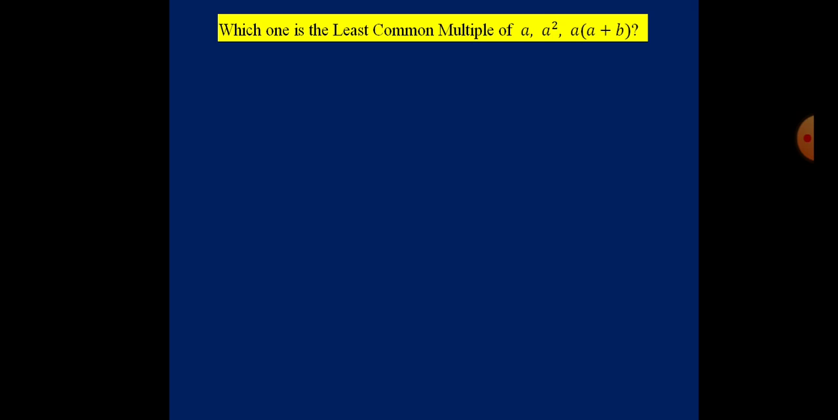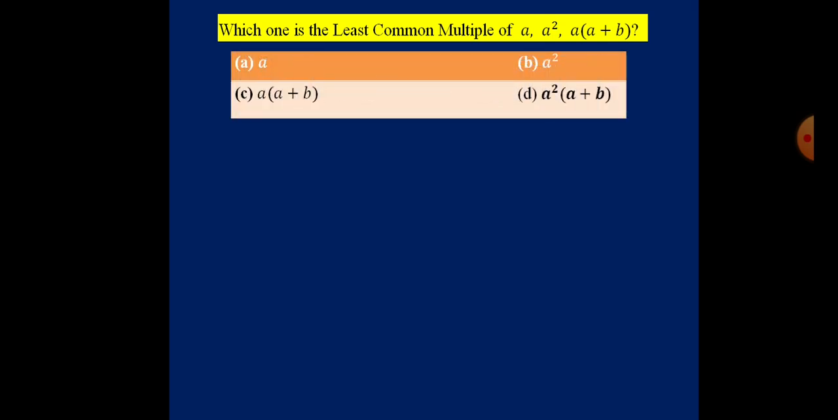Let us solve some quiz questions. What is the least common multiple of a squared, a, and a plus b? Here are your options. Okay, you can see that in those three terms, a square is the LCM, and a plus b is absent in the first and second expression.